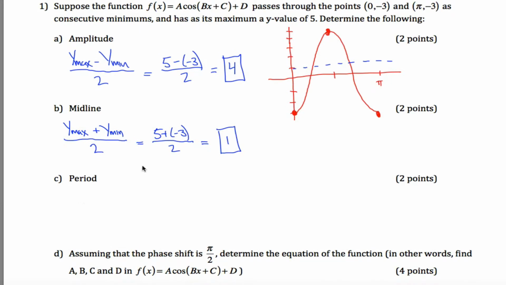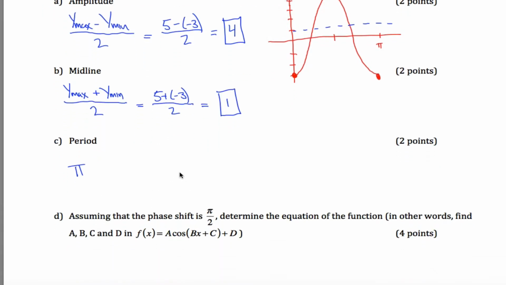Period is how long it takes to recycle. This thing completes an entire cycle in a length pi. So the period is just equal to pi. The distance between consecutive minimums would be one way you could justify that.